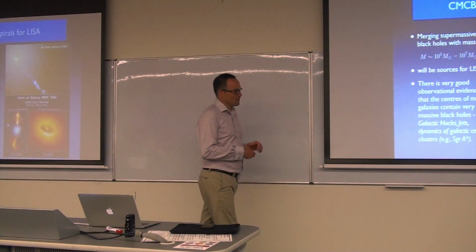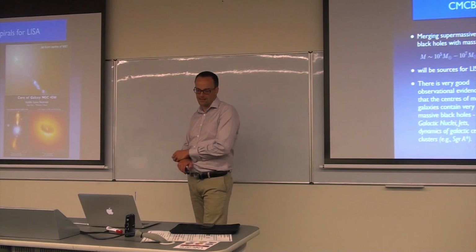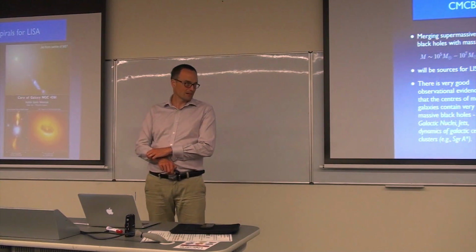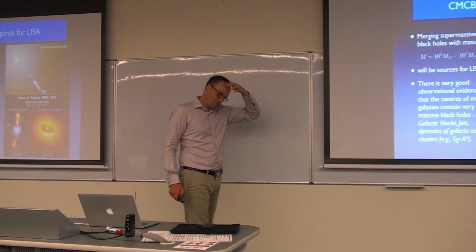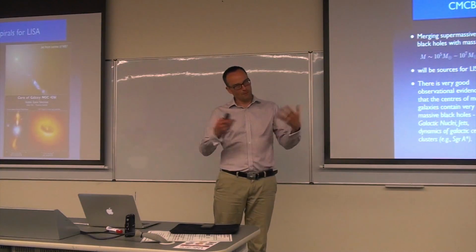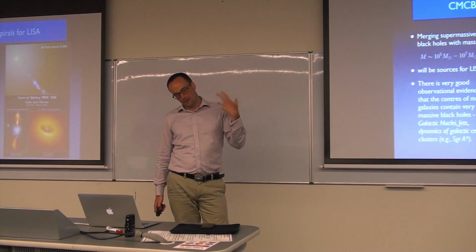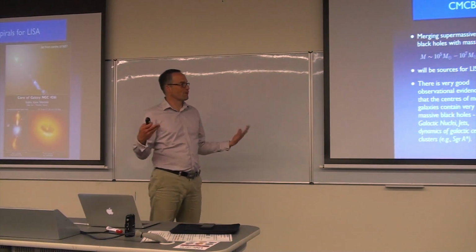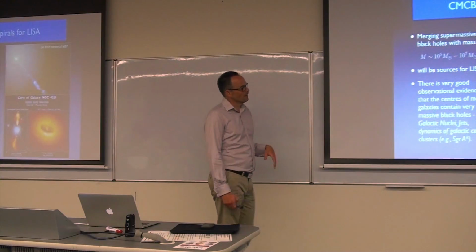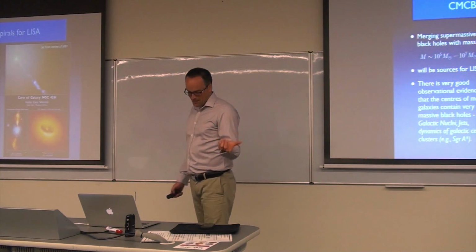There are, of course, other types of LISA source. These are the more traditional things that people talk about for LISA, and these typically have much more massive black holes in the center. As we were talking about yesterday, the frequency of gravitational waves scales with the mass of the system. The bigger the mass, the wider the binary, so the lower the frequency. So f scales like 1 over m.